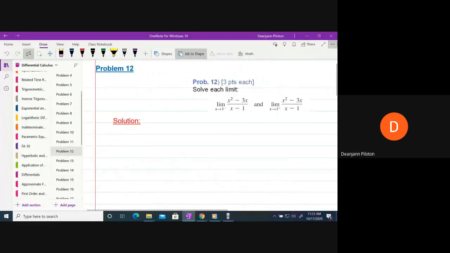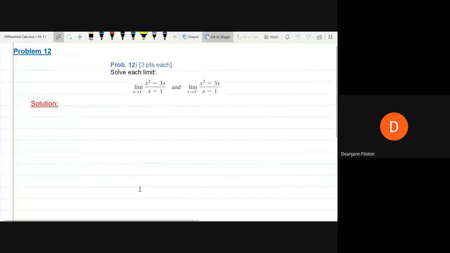Okay, next is problem 12. So kanina po, limit. Pero kani class na topic is fall under the infinite limits. At mag-decide ka whether positive or negative ang limit. So, ipa-take note lang na ako class.